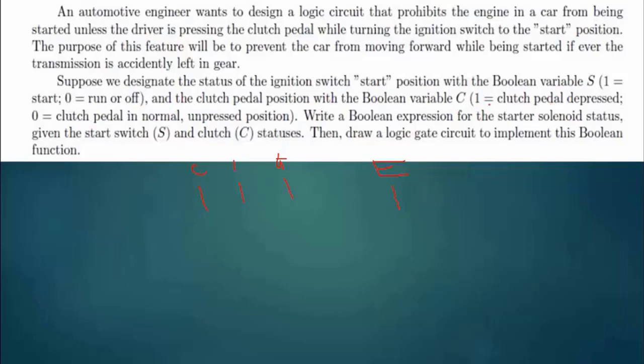Write the Boolean expression for the starter solenoid status given the switch S and clutch S status. Then draw the logic circuit to implement this Boolean function. Remember, the purpose of this feature will be to prevent the car from moving forward while being started if ever transmission is accidentally left in the gear. Aim yake ni kwamba kama umejisahau ukaweka gear on. Sawa? So, ukaweka gear on.